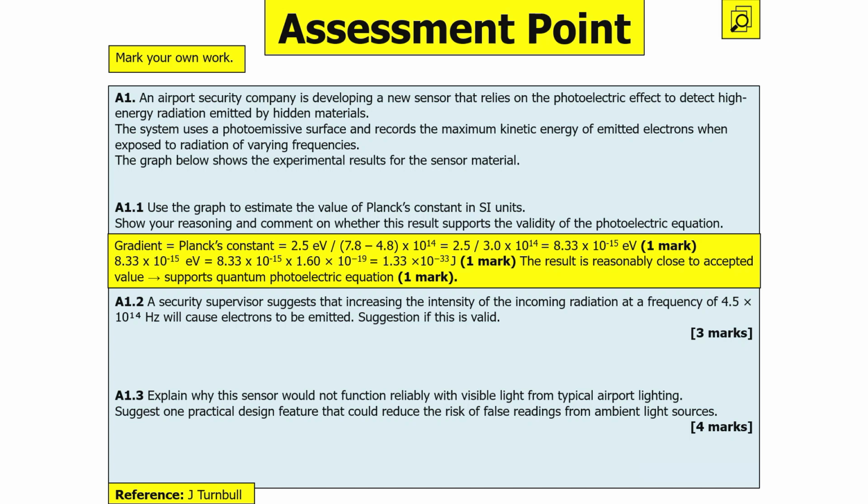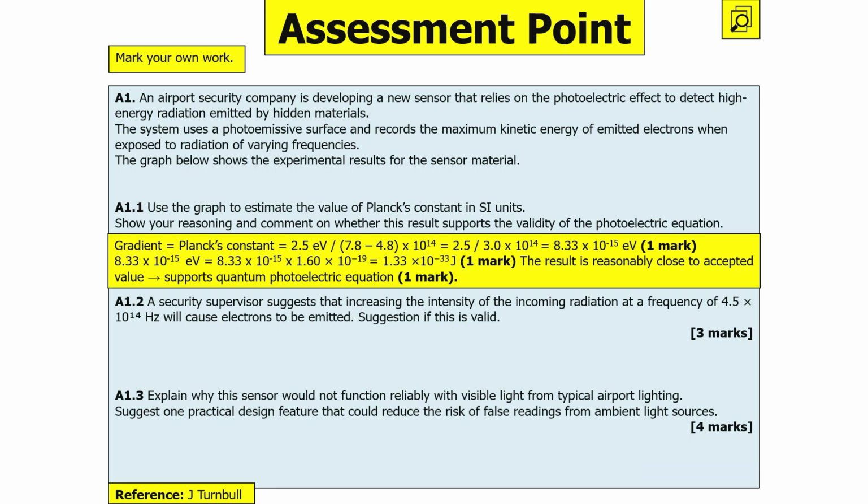We could then convert that into joules by times by 1.6 times 10 to the minus 19. So therefore, we get our answer to be 1.33 times 10 to the minus 33 joules. Now the result is reasonably close to the accepted value, so therefore it supports our quantum photoelectric equation.